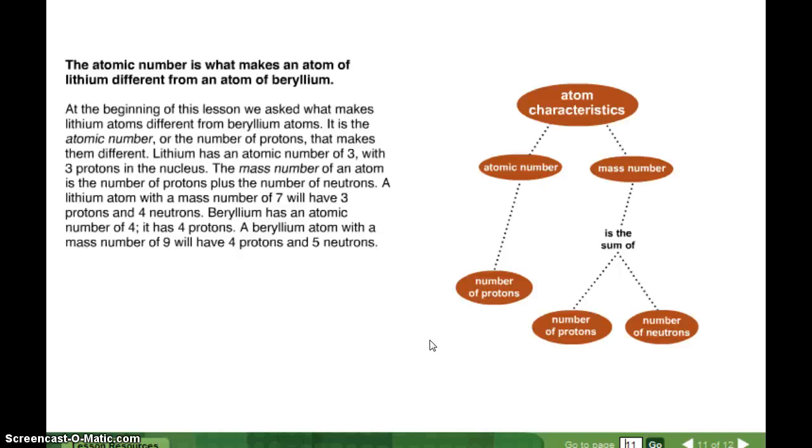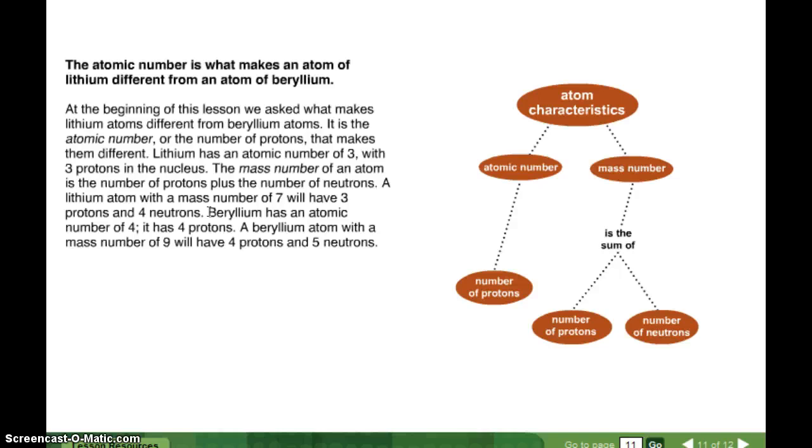The mass number of an atom is the number of protons plus the number of neutrons. A lithium atom has a mass of 7, 3 of which are protons, because each proton weighs 1 AMU, or 1 atomic mass unit. And the total mass is 7, so it's 3 plus the 4 neutrons, because each neutron also weighs 1 atomic mass unit. Electrons are basically so tiny we ignore them when it comes to mass.